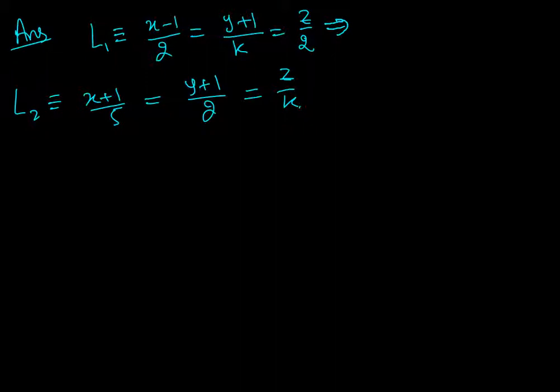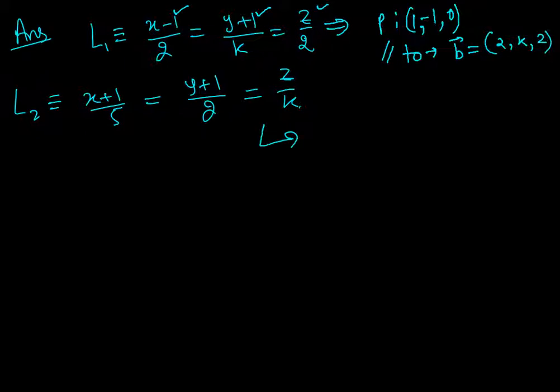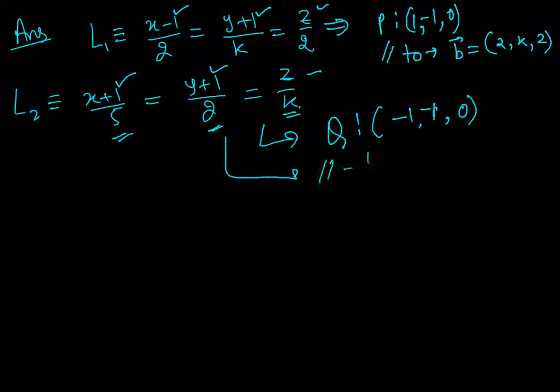Now this line, I can see from this, passes through a point P, say (-1, 1, -1, 0), and it is parallel to, say, B vector, that is (2, k, 2). Similarly, this passes through a point Q, that is (-1, -1, 0), and it is parallel to, say, C vector, that is (5, 2, k).